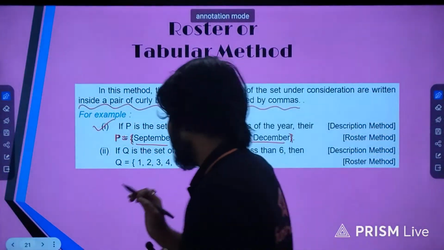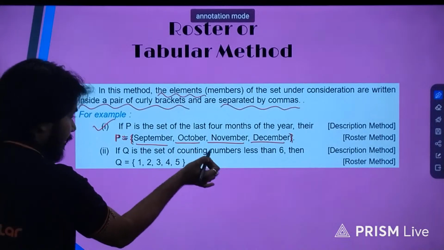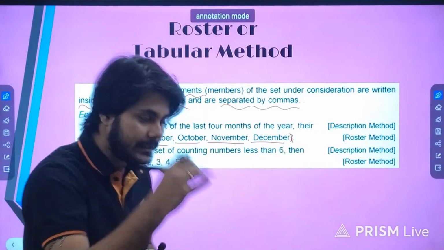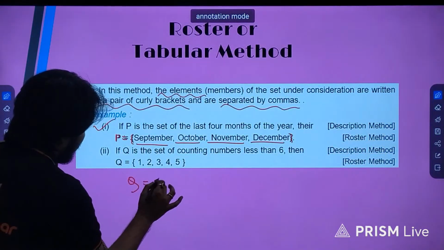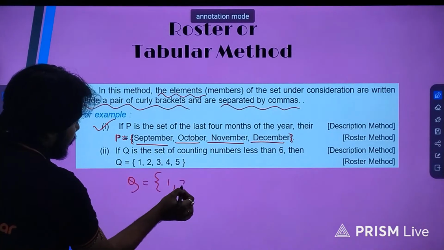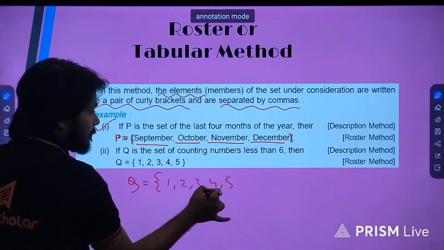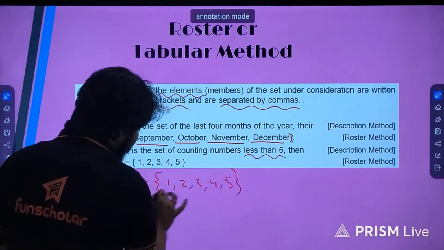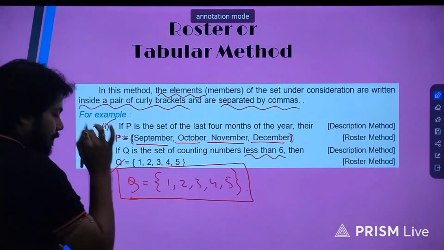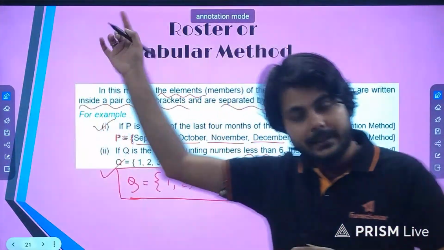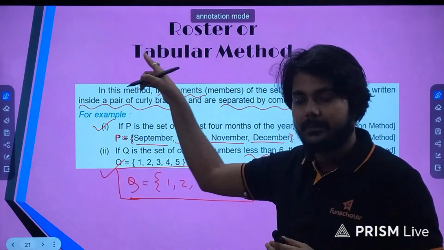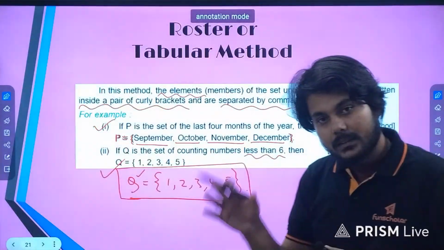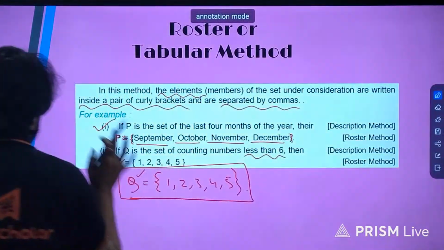Now see one more example: if Q is the set of counting numbers less than 6, how can we write this? Q equal to, we give a curly bracket, 1, 2, 3, 4, 5. Will we write 6? No, it is less than 6, so we will not write 6 here. We just close the bracket, and this representation is known as the tabular or roster representation of the set Q. What is Q? The counting numbers less than 6. I hope this is very clear to you.